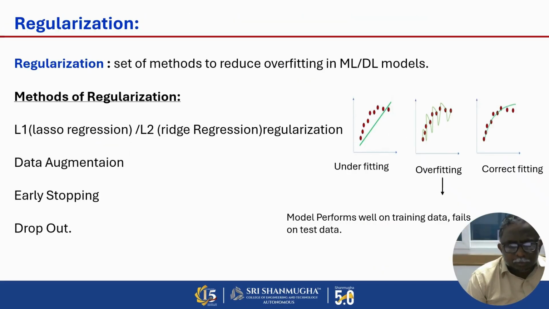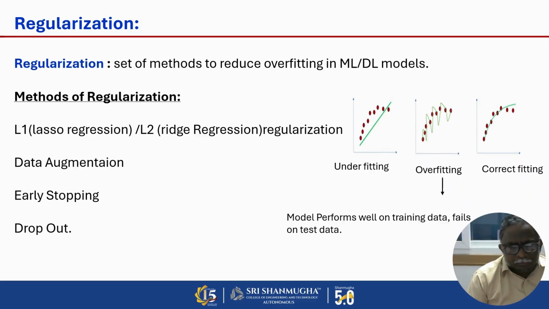We have been talking about overfitting issues in machine learning and deep learning models, and this can be addressed by regularization techniques. There are many regularization techniques one can use to reduce the overfitting issues. There are four ways: L1, L2 regularization, data augmentation, early stopping, and dropout. These are the four methods one can apply to reduce overfitting.